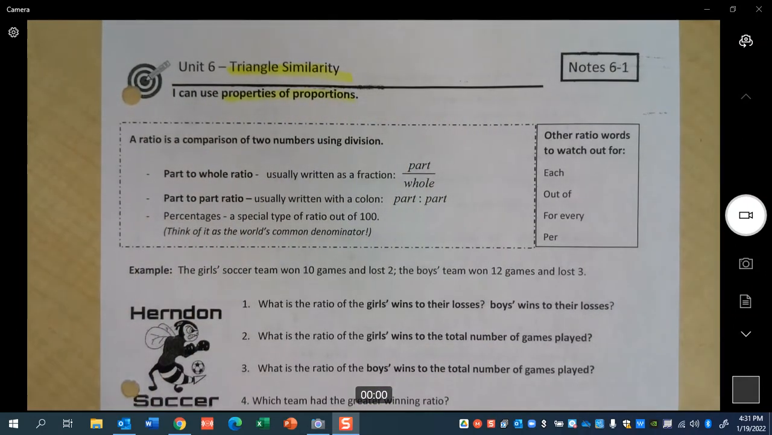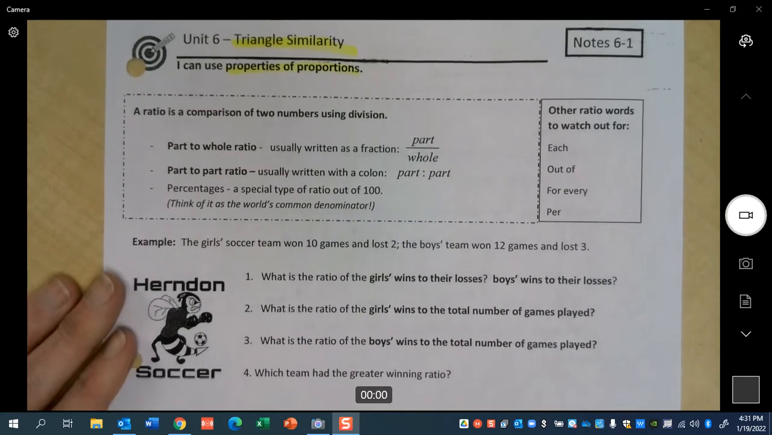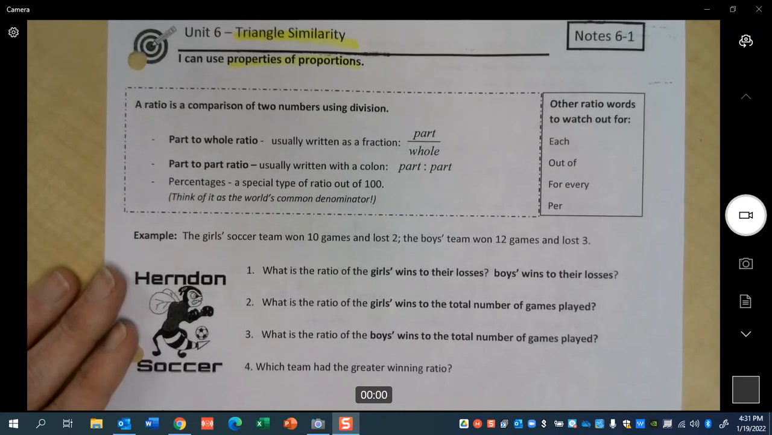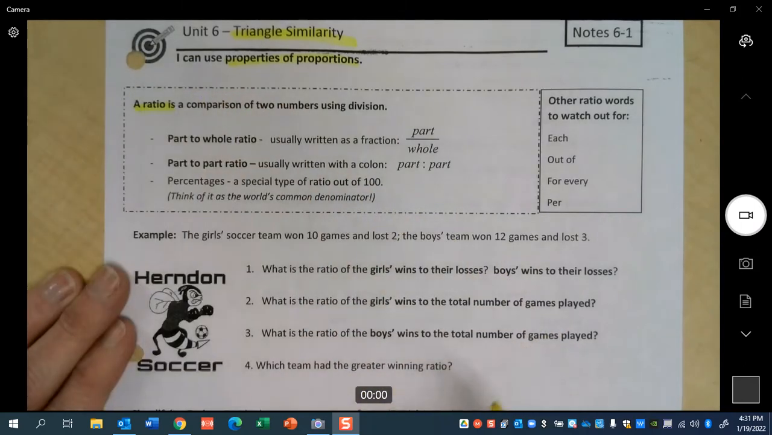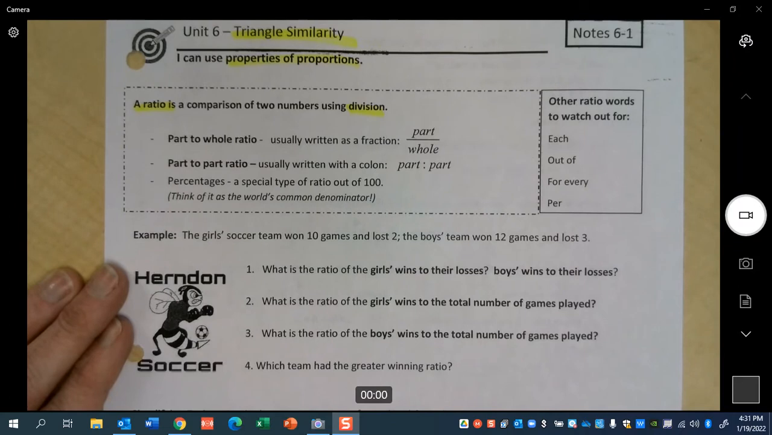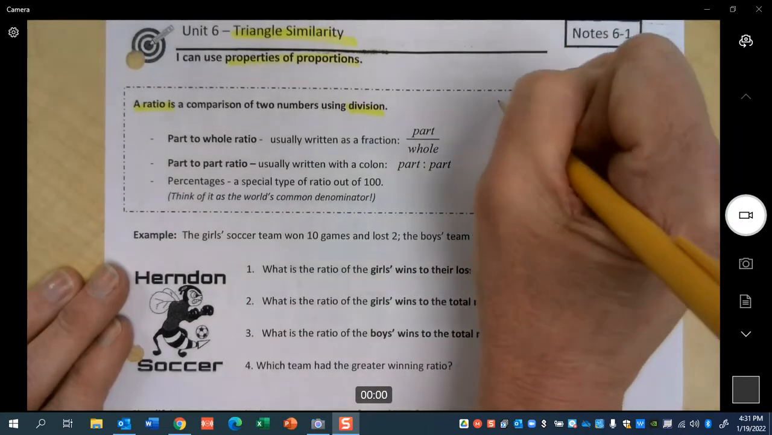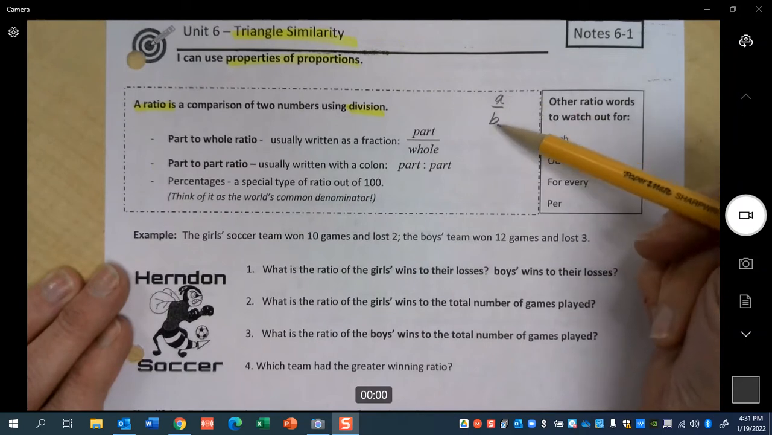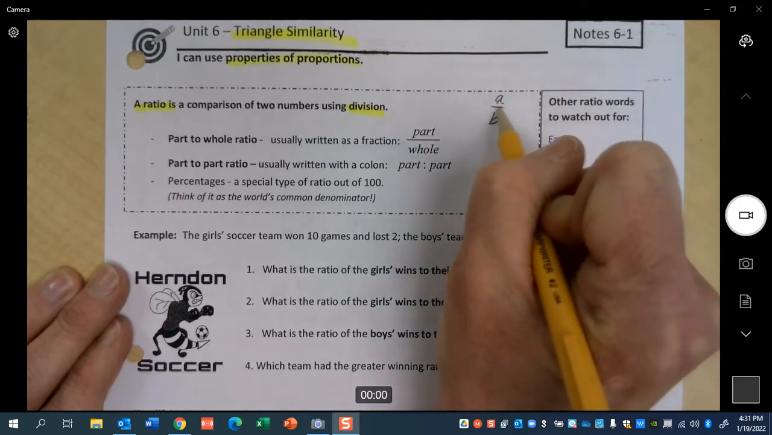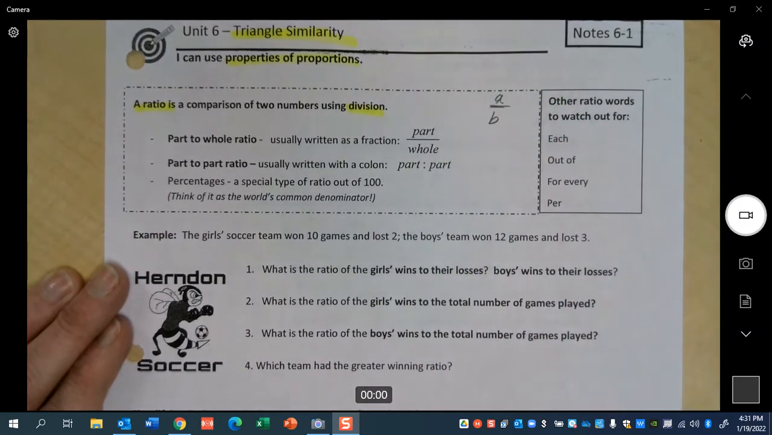So the first thing we need to know is what a proportion is, and a proportion is when I have two ratios set equal to each other. A ratio is a comparison of two numbers using division. So anytime you have any value written as A over B, this is a comparison of two numbers, and this sign here is what represents division.